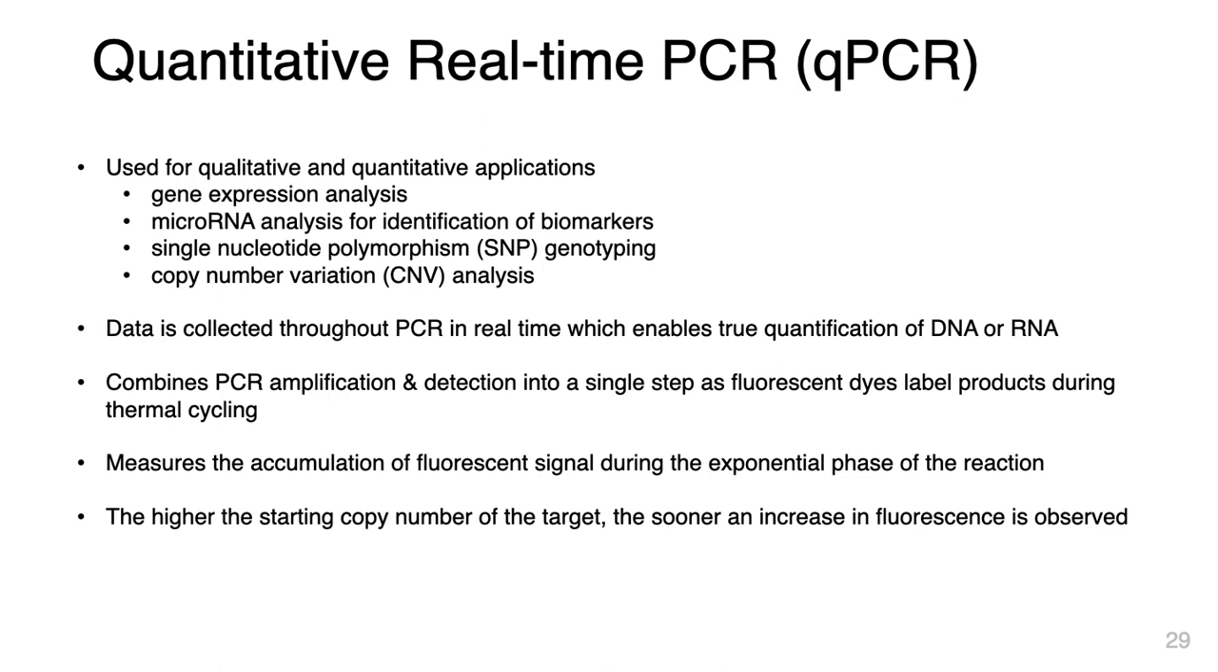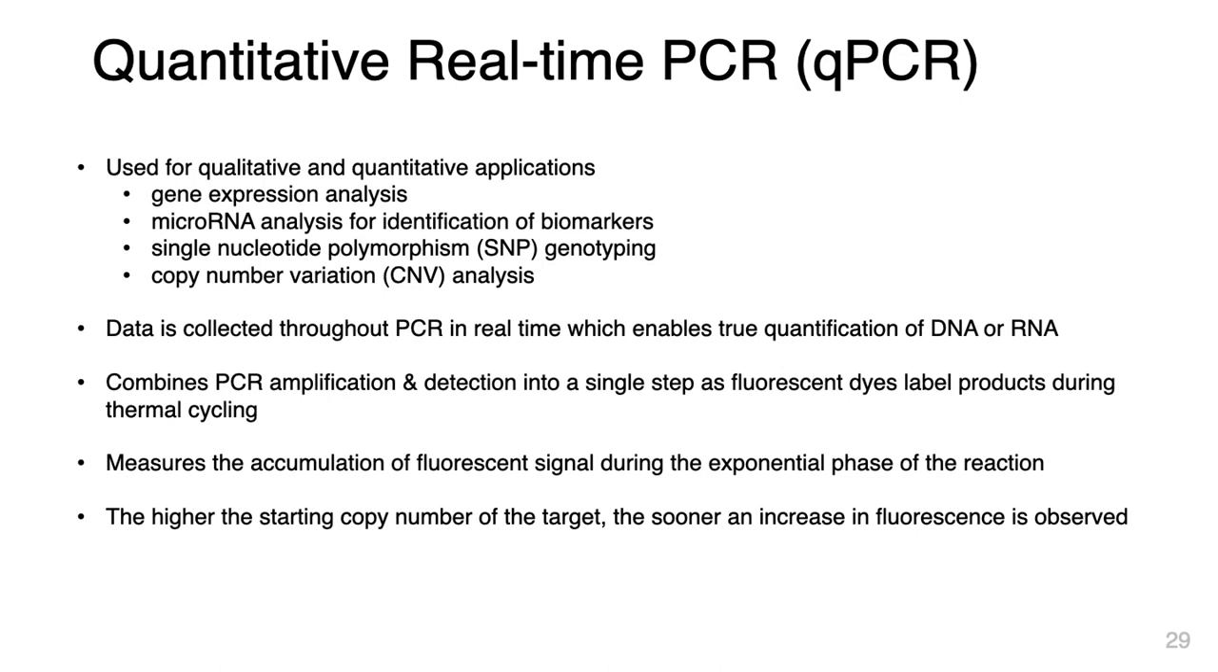One method of PCR that we use a lot is called quantitative PCR. It's used for both qualitative and quantitative applications, including gene expression analysis, in our case, microRNA analysis for the identification of biomarkers, also to look at single nucleotide polymorphisms and genotyping and copy number variation.